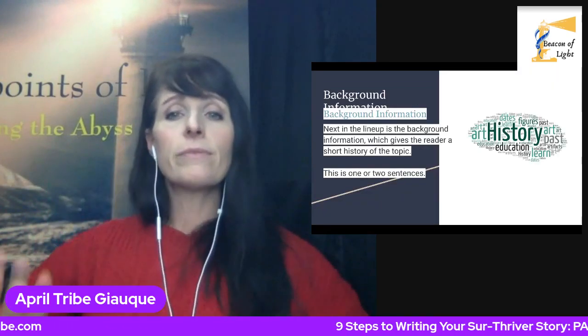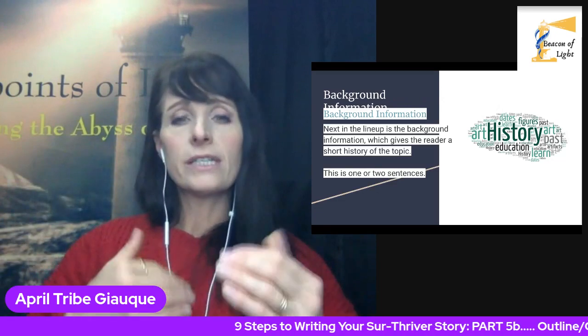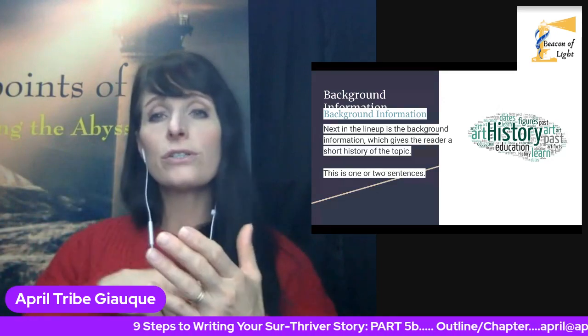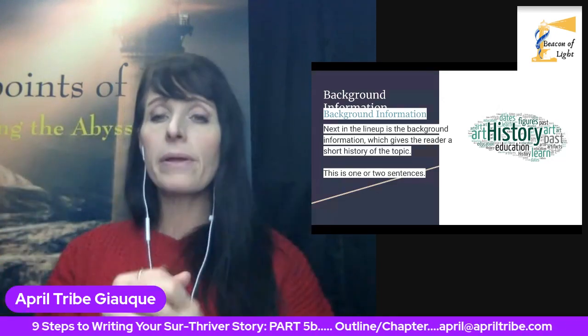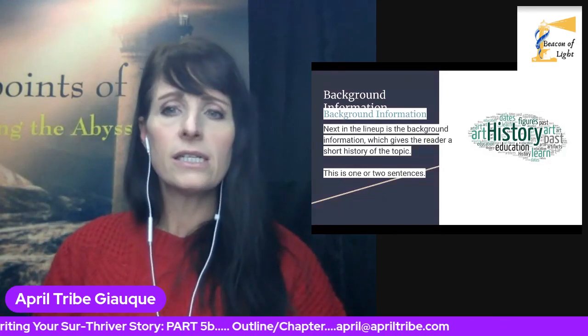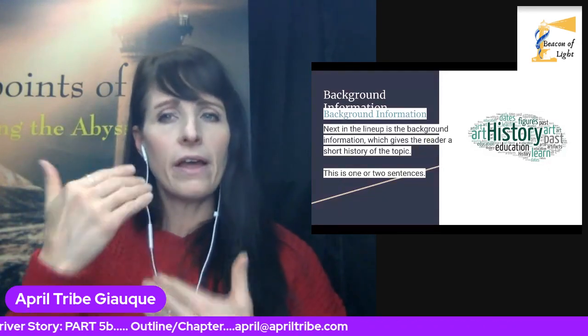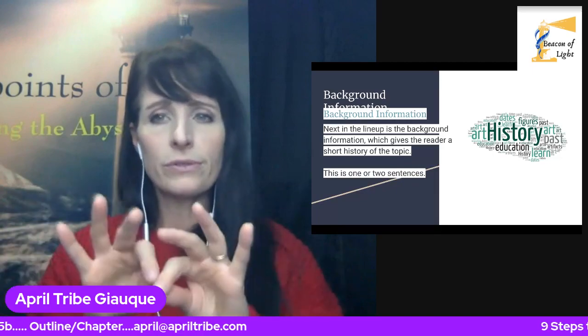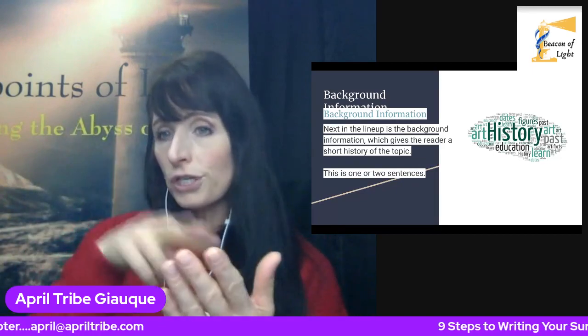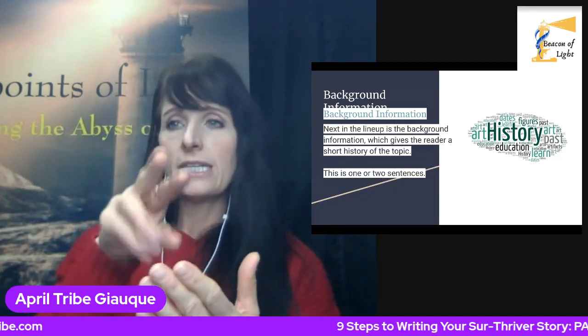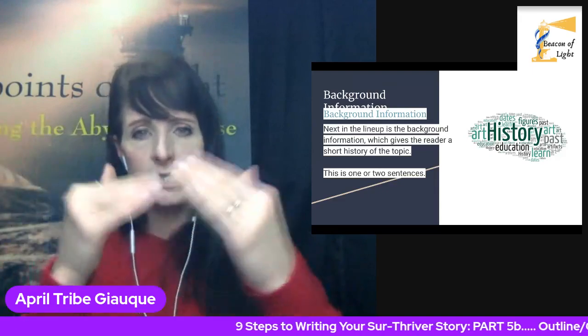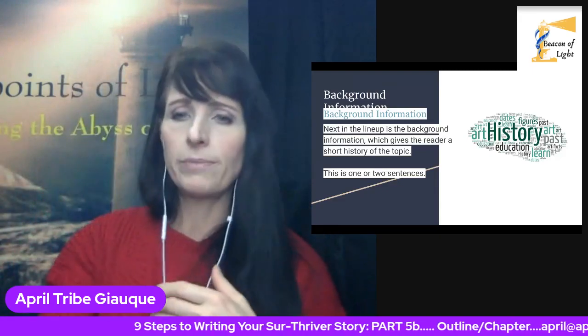Now, the background information, it's important. This lineup of information gives readers the history of the topic. It can be done in a few sentences, but you want to give people that idea of what's important. Again, look at your outline. You want to see, is that going to interrupt it? Just look to see. These are ideas of how to create a chapter.